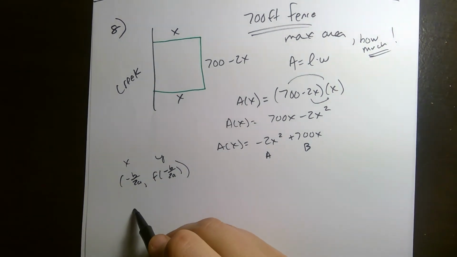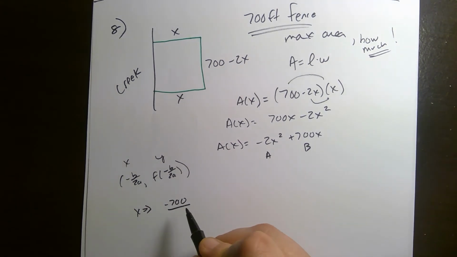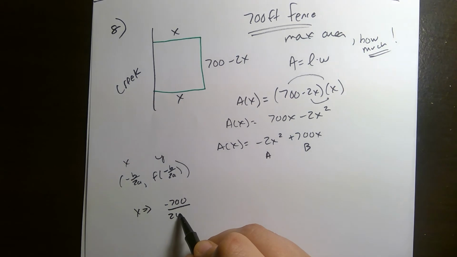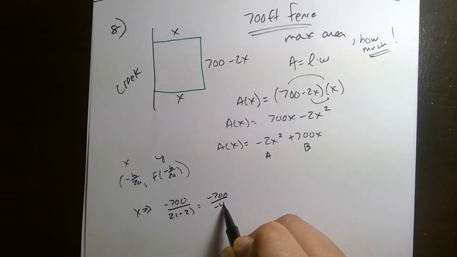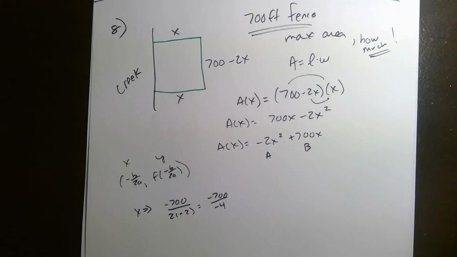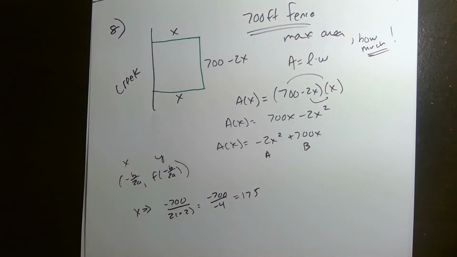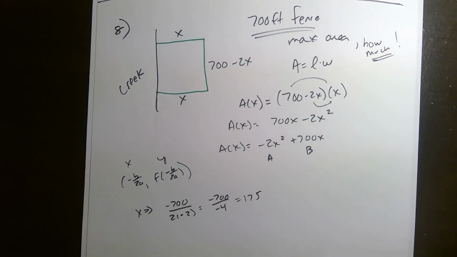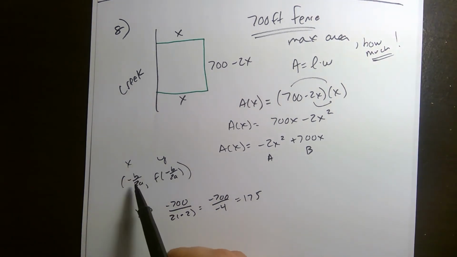So here I go. In order for me to find the x, the first thing I'm going to do is take my 700, turn it opposite, and divide it by 2 times negative 2. For the time being, again, leave the negative 700 alone on top. And when I do this, the number that I'm going to get is 175. And so that's my x value, 175 feet.